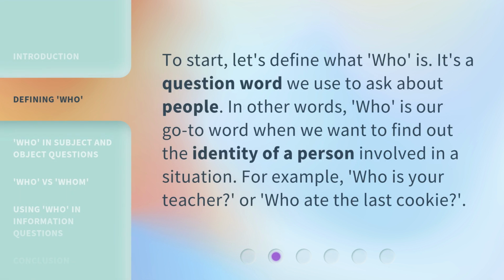To start, let's define what who is. It's a question word we use to ask about people. In other words, who is our go-to word when we want to find out the identity of a person involved in a situation. For example, who is your teacher? Or, who ate the last cookie?